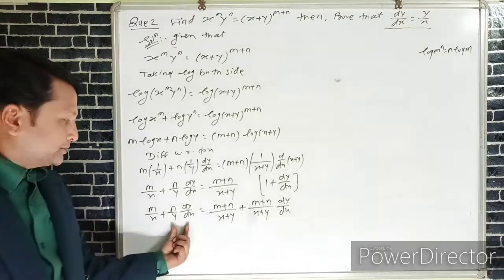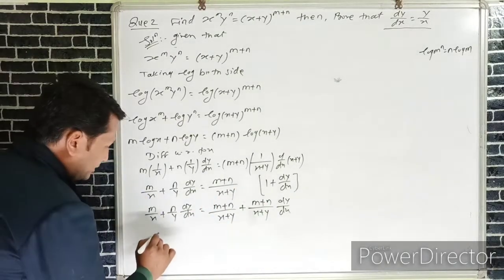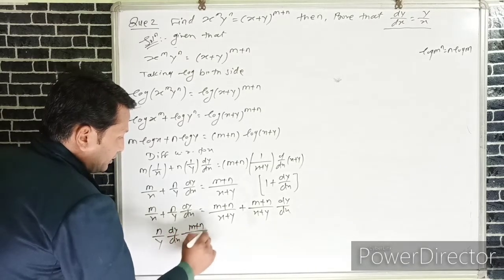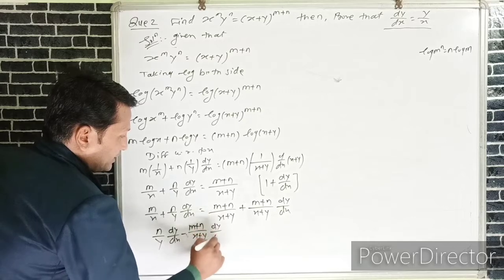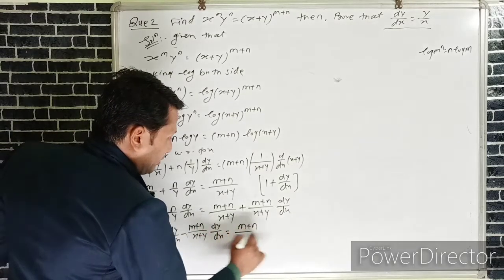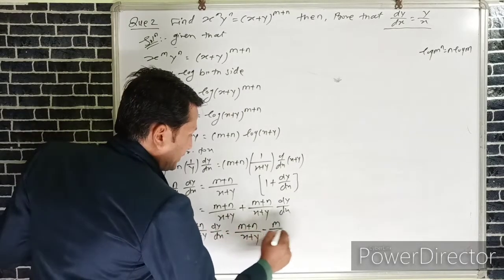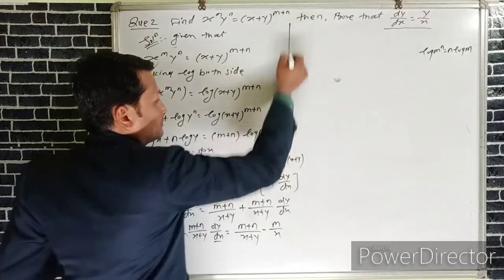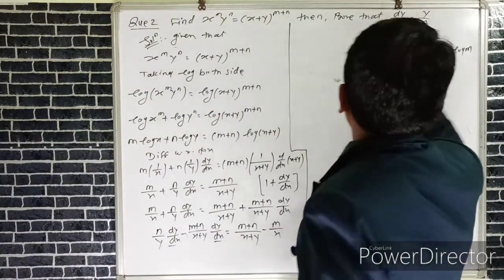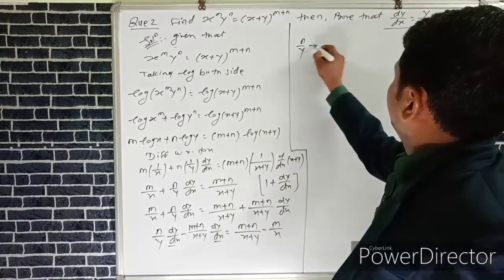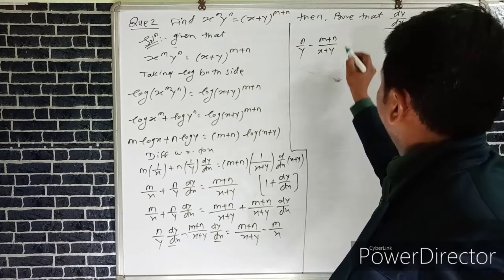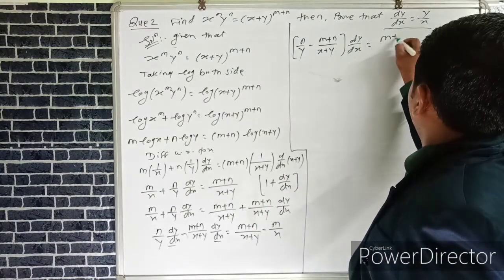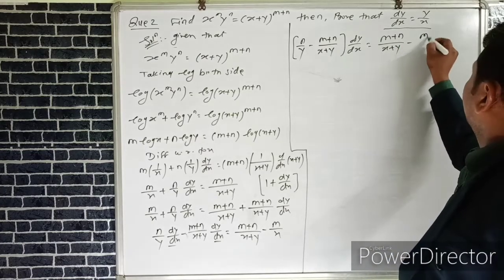If we take all dy by dx terms on the left side and the remaining terms on the right side, then we can write n upon y into dy by dx. This term's sign becomes minus: (m plus n) upon (x plus y) into dy by dx is equal to (m plus n) upon (x plus y) minus m by x. Now we can take dy by dx common from both terms and we can write n upon y minus (m plus n) upon (x plus y), into dy upon dx, is equal to (m plus n) upon (x plus y) minus m upon x.